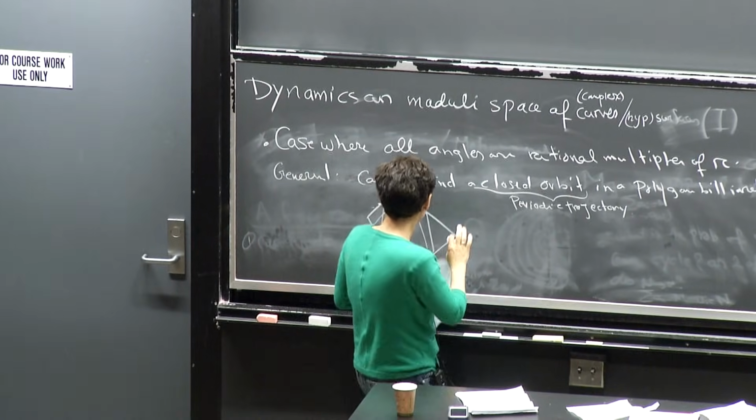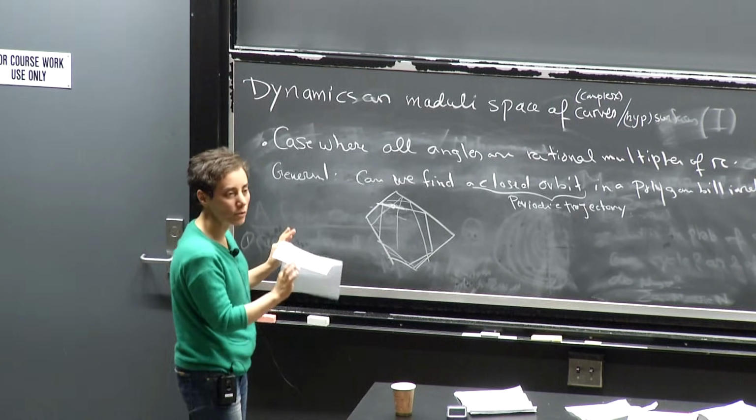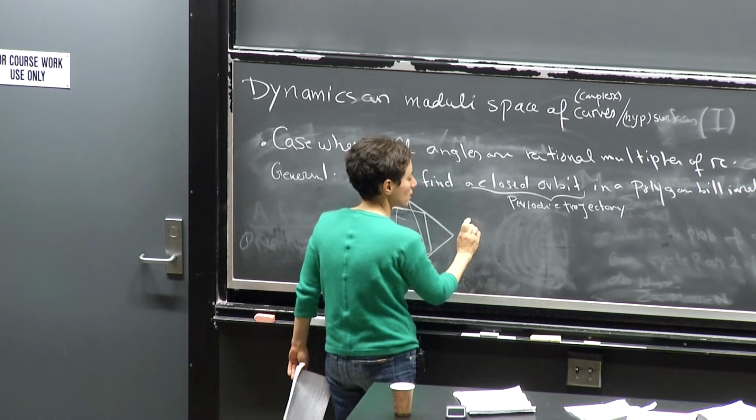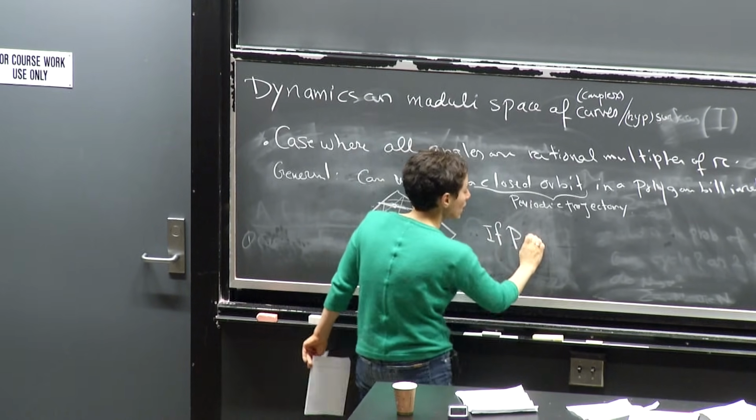So you can't say anything if you have an arbitrary polygon, or it's very hard to get even partial results. But maybe I should first say what happens if P is a rational polygon.